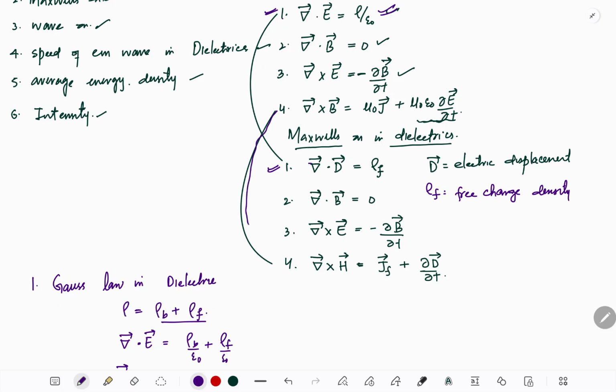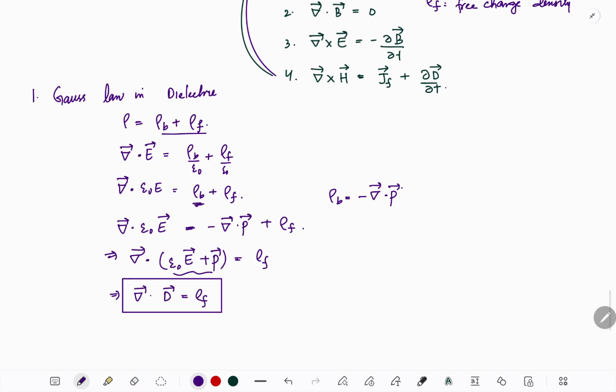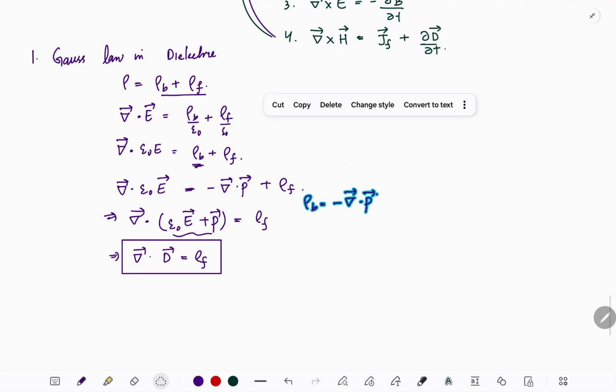So this is the proof from this to this. Now we'll do the proof of this thing. Let me move this part to here.